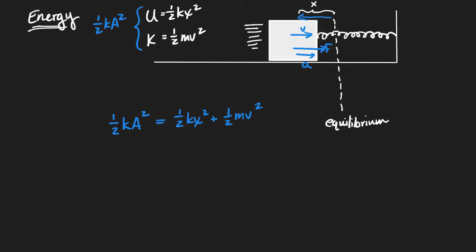Now this would be a standard way for us to figure out perhaps how fast it's going, if we know what the extension of the spring is or something like that. I'm not really here to try and do that. I want to show you something that we didn't do or we haven't done before.